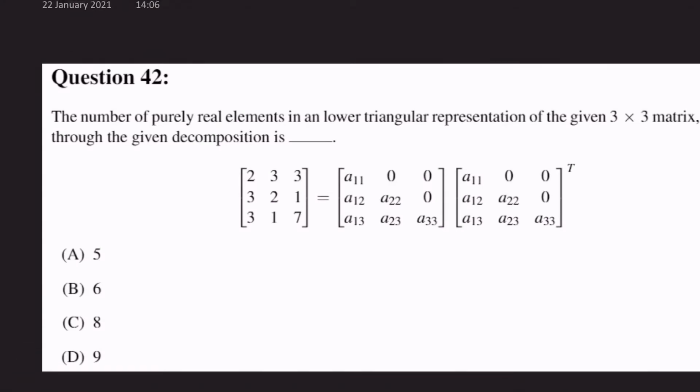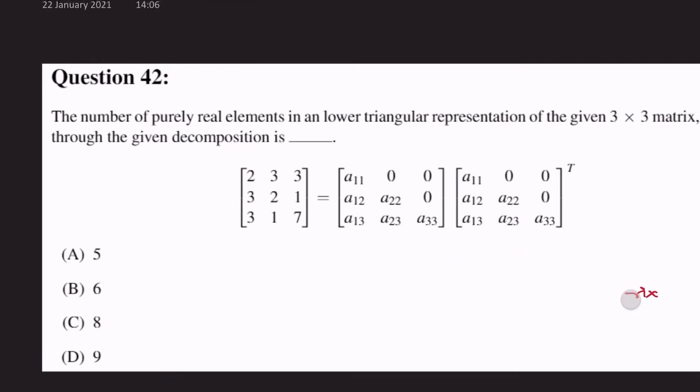So in this question, we are asked how many purely real elements are there in the lower triangular representation of the given 3x3 matrix. So you can see that they are trying to decompose the 3x3 matrix into a lower triangular representation. Every element above the main diagonal, which is to say above the a11, a22, a33 elements, is a zero. So if there are any non-zero elements, they will be on the main diagonal or below it, hence lower triangular. So a lower triangular representation corresponds to triangle into triangle transpose, where triangle is a lower triangular matrix.